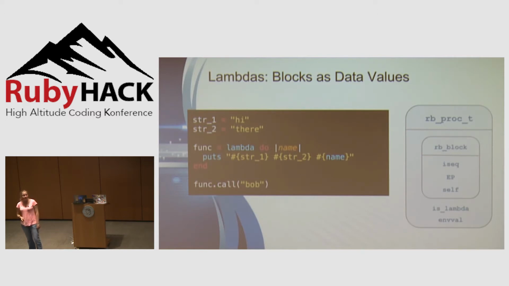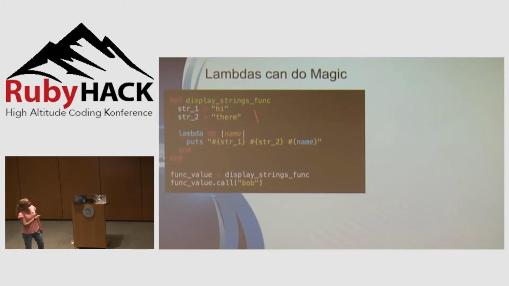Now, lambdas are blocks as data values, so they are pretty cool. It turns out that they are, in fact, even cooler, as demonstrated by this bit of code over here. So display strings func, as you can see, is a simple method. It's got two local variables. But what it does then is it creates a lambda that takes the block that uses those variables, and then this lambda is returned as the return value. And as you can see, we call this function, we assign the lambda to func value, and then we do a call.